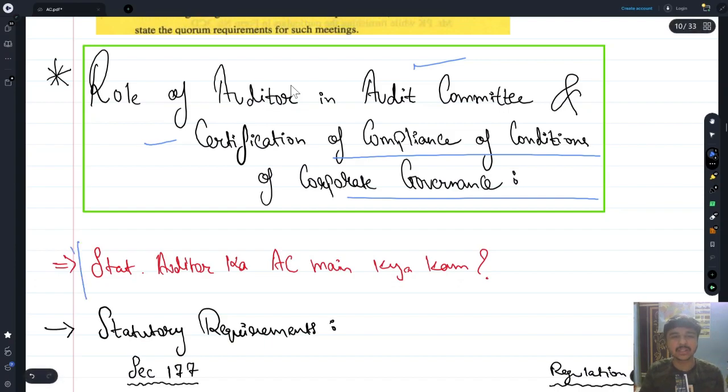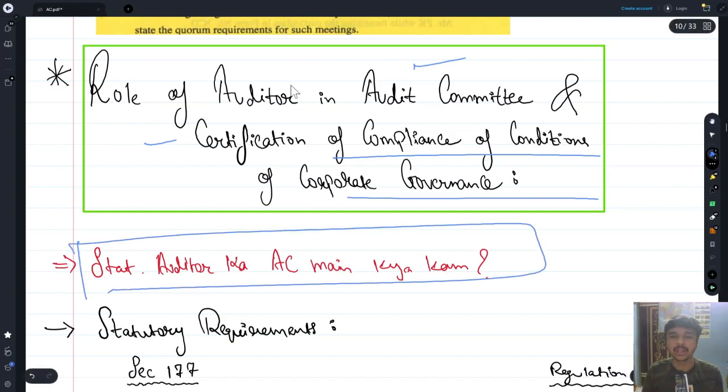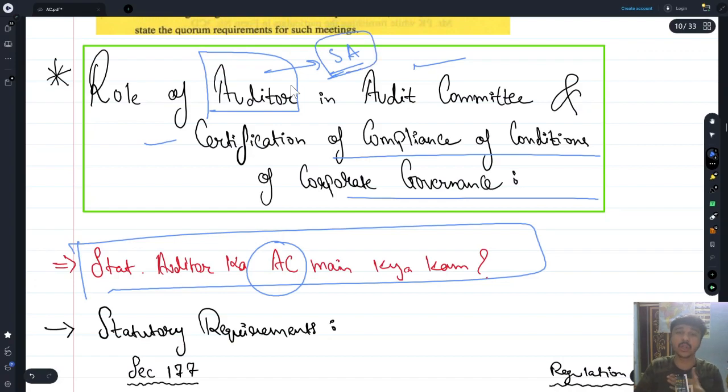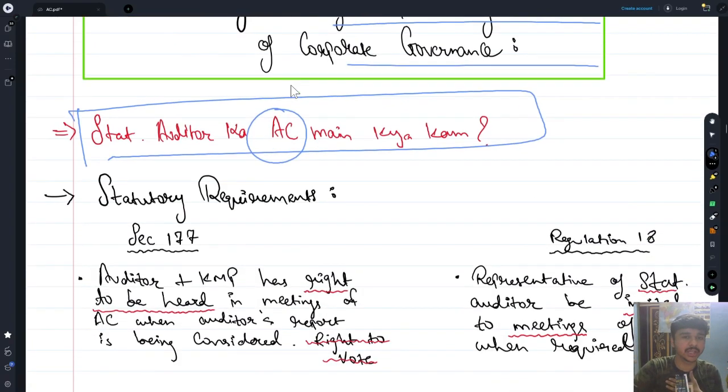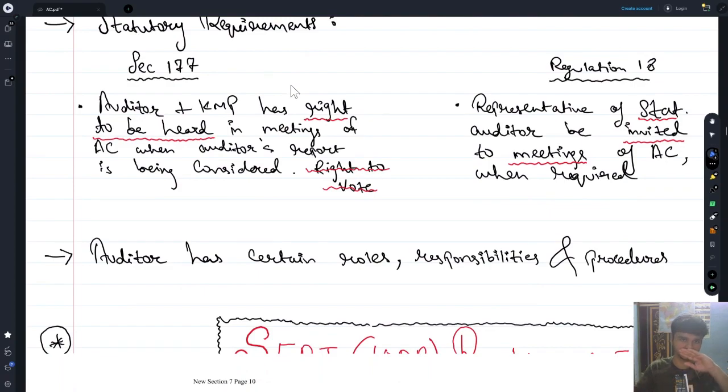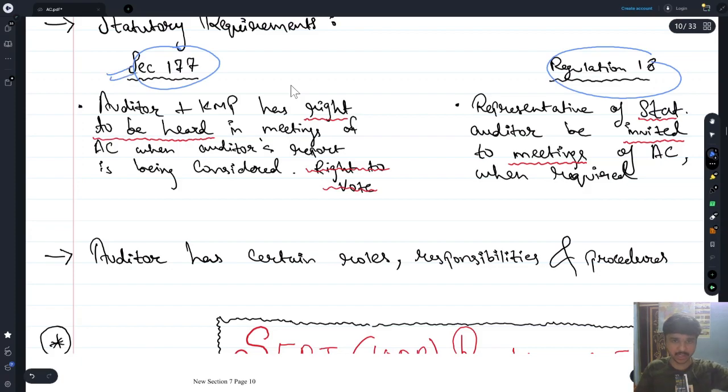So what is the statutory auditor going to do in the audit committee? This is the role of auditor in audit committee. Who is this auditor? This is basically the statutory auditor, that is we who go in externally. So what is our role in the audit committee? As we have read in section 177 and regulation 18, in section 177 we have the right to be heard but no right to vote. So this is the statutory requirement. This is my role in the audit committee.